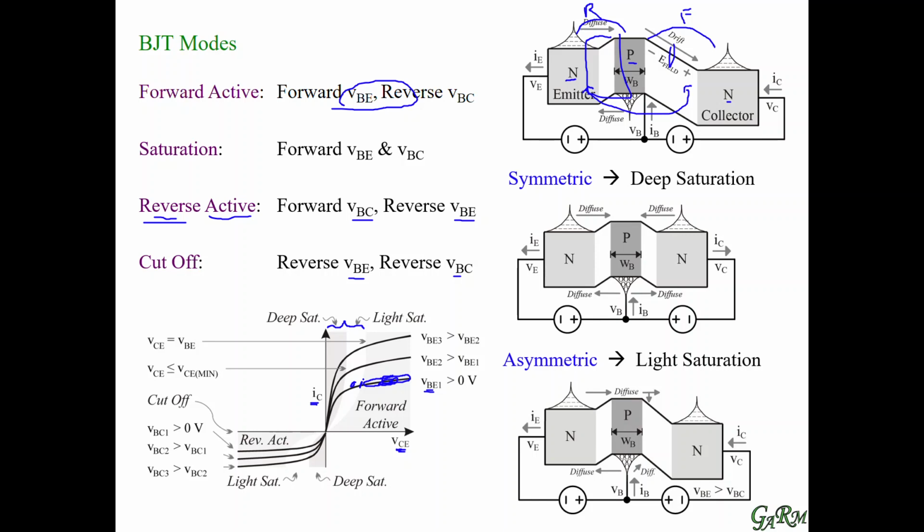And that means that in this region here, we forward bias the base collector junction, but the forward bias is so little that there's very little diffusion current. As a result, the device still behaves largely like an active device. This is what we're calling the light saturation region.